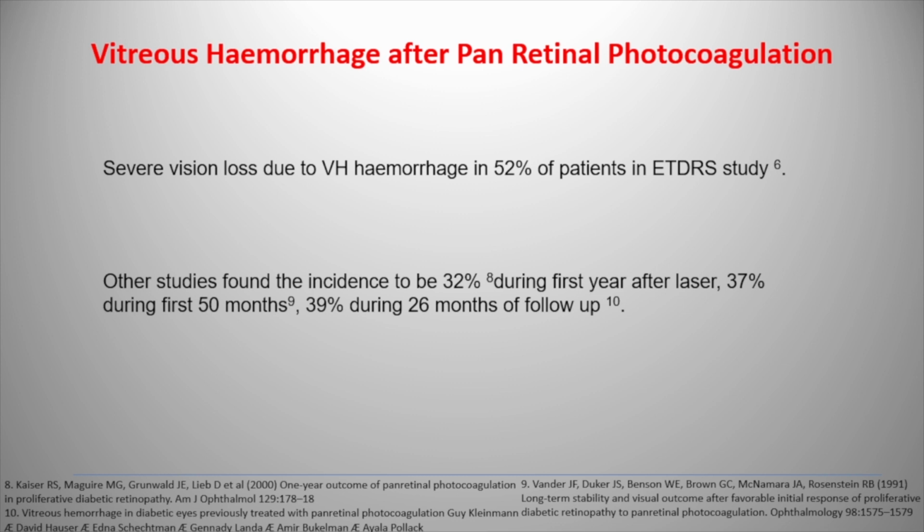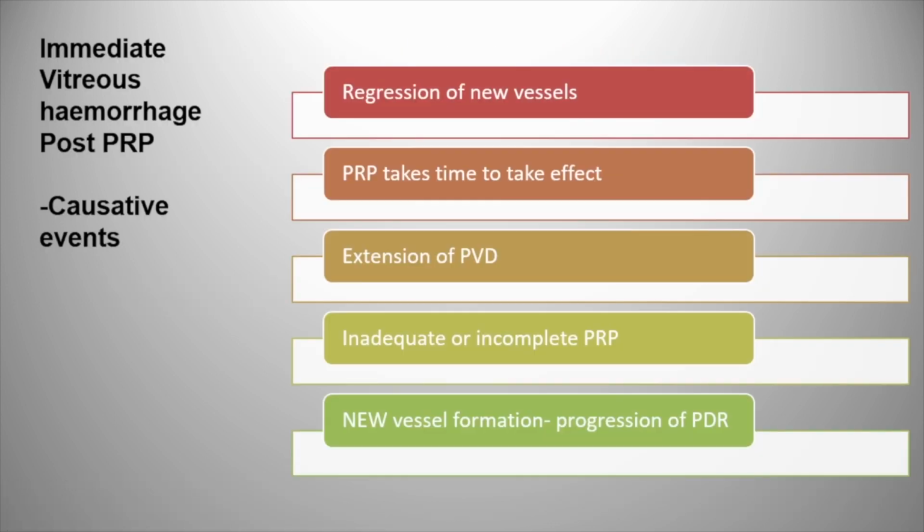Other studies found the incidence to be around 32%, 37%, and 39% within a follow-up of around 1 to 2 years. So we can group the vitreous hemorrhage which occurs after a PRP into immediate and delayed. Causes of immediate vitreous hemorrhage are regression of the new vessels causing traction of the friable new vessels.